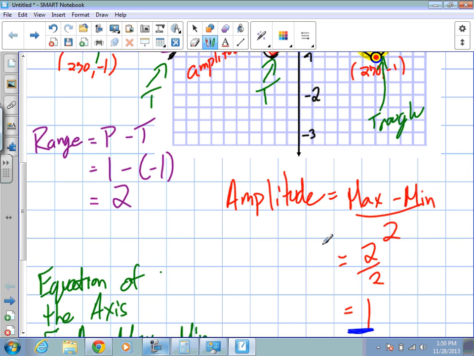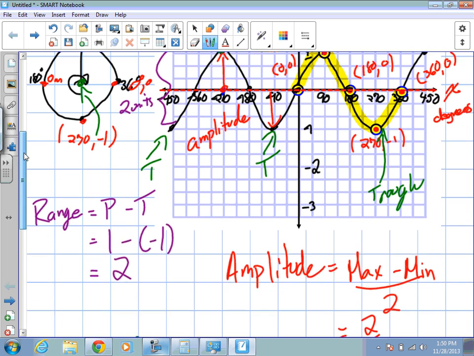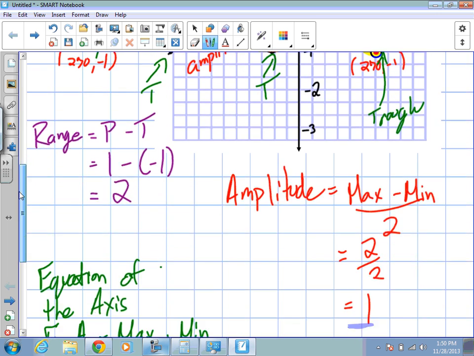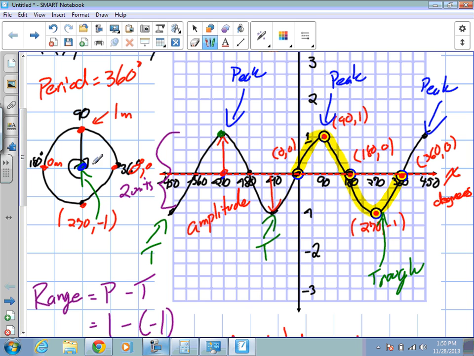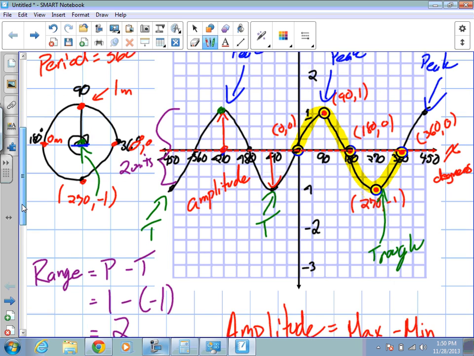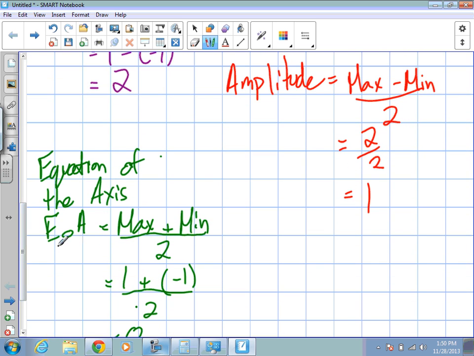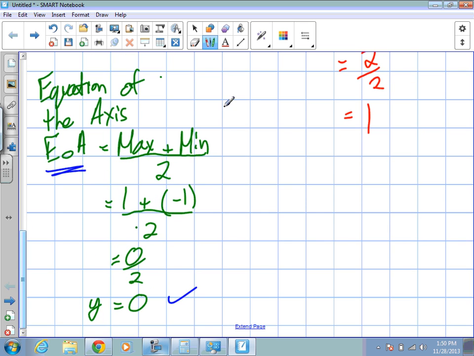So those two things help us equate to where it is. And where would the axle of the wheel be located? 0. What does that mean? 0 in reference to what? The water. So it's pretty much on the surface of the water, the axle of the wheel. And the axle of the wheel is the same as the equation of the axis. The equation of the axis tells us where the axle of a wheel is.